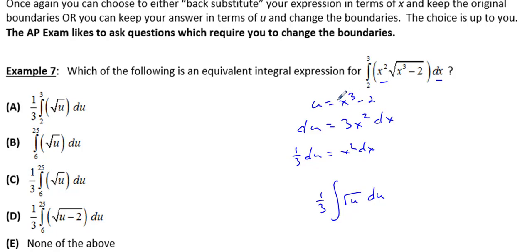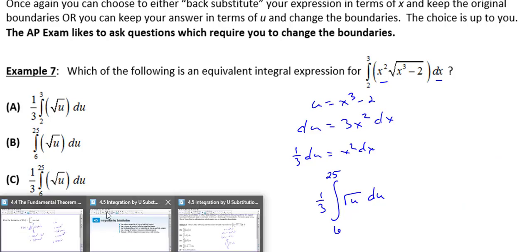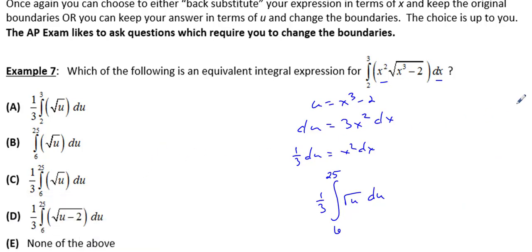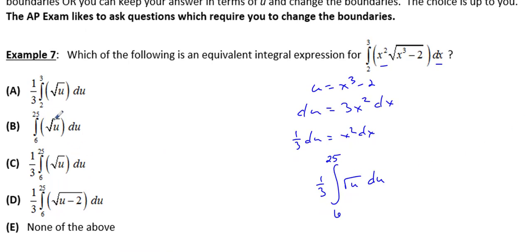Now bounds. If x is 2, what is u? Well, 2 cubed is 8 minus 2 is 6. 3 cubed, 27 minus 2 was 25. Do we have one of those answers? God, and none of the above just makes us question our existence, doesn't it? It's just, come on, man. Just give us a choice. What is it? This one? So C? All right. Notice, do they have the same answer without the 1/3?